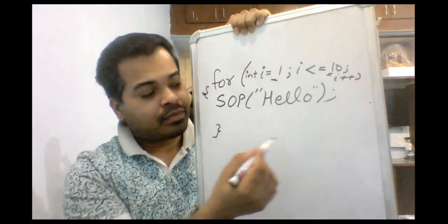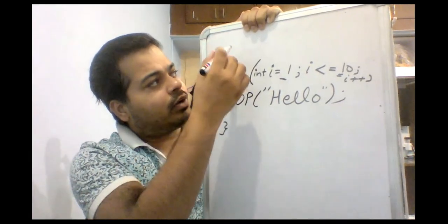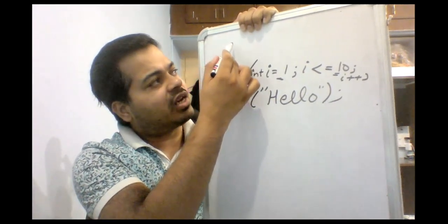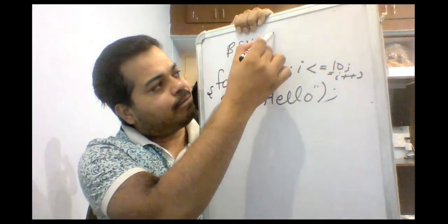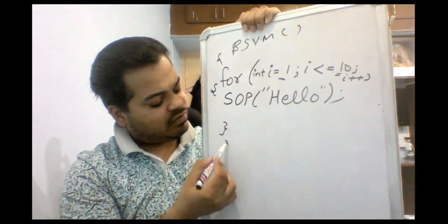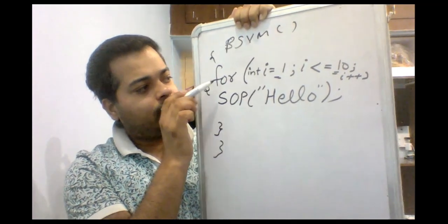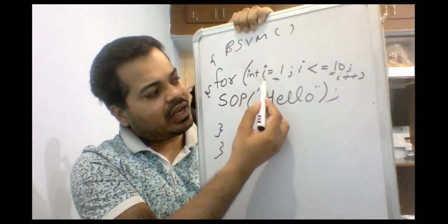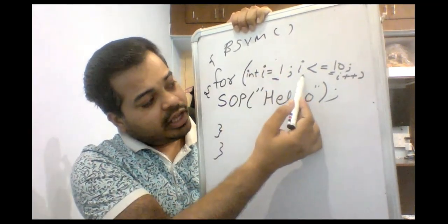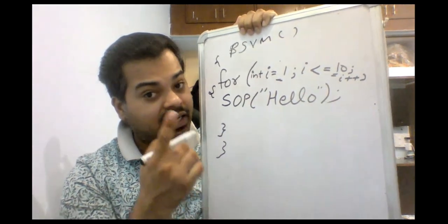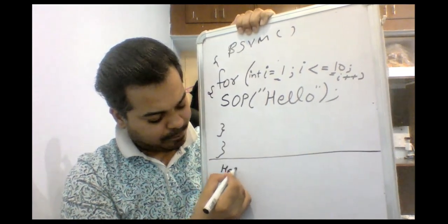So it will keep running, and each time the value of I will keep on increasing. Let's take an example. The moment your JVM starts executing the code from the main method, that is public static void main, it will come to the for loop and check whether int I is equal to 1. Then it will check if I is less than or equal to 10. Yes, it is. So it is going to print hello for the first time.